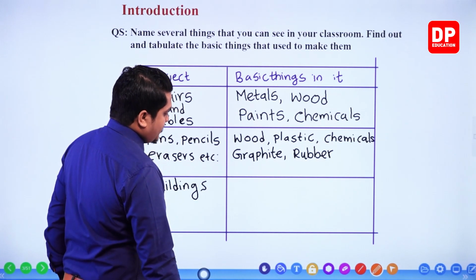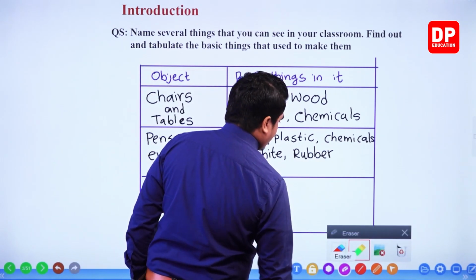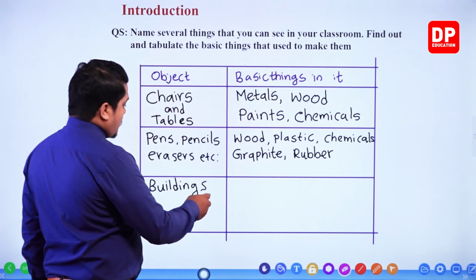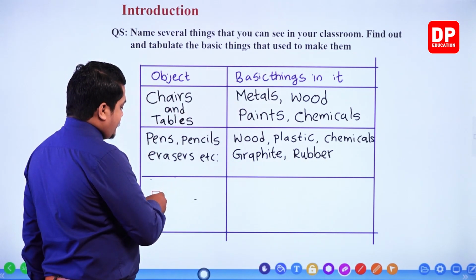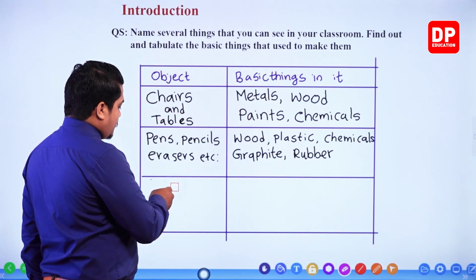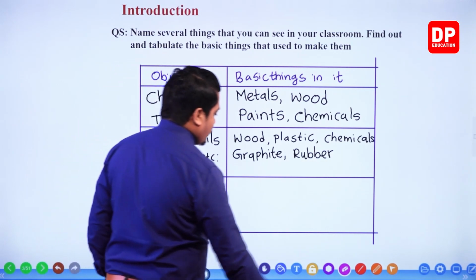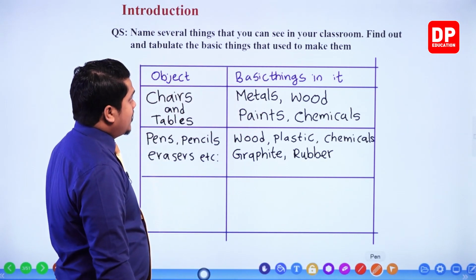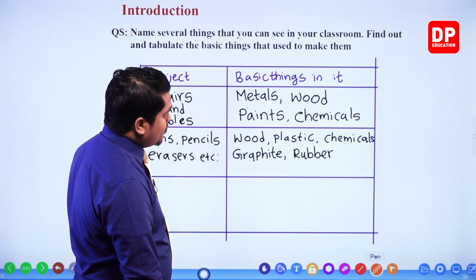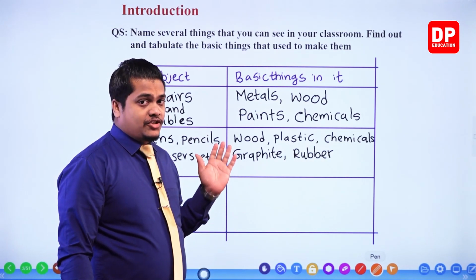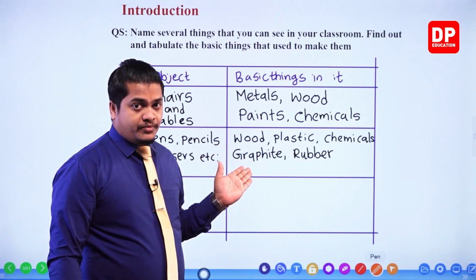So within the classroom we won't be able to observe the buildings, no. However, within the school garden, then we can observe. But however, we are going out of the question, no. So you have to mention certain things in your classroom. So we'll mention a certain thing which can be observed within the classroom, right?